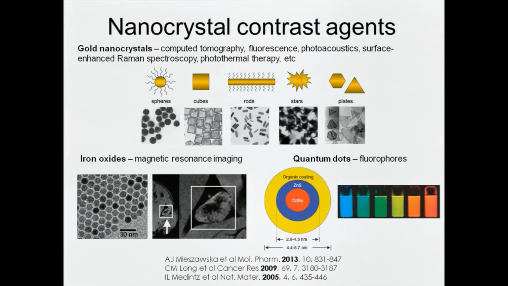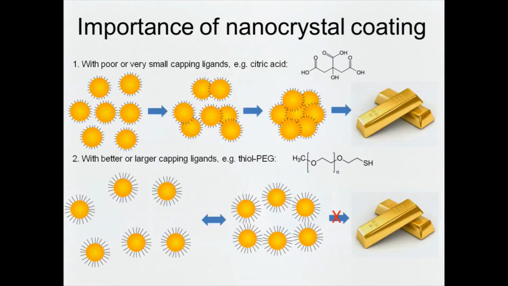But oftentimes they come with a coating, or they're initially synthesized with a coating, that is not very biocompatible. Also iron oxides for magnetic resonance imaging, quantum dots as fluorophores, as was just mentioned, and also a range of other nanocrystals, bismuth, manganese, are used. So what's the issue here?